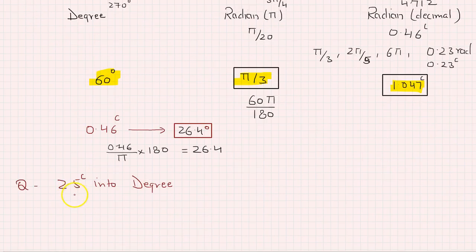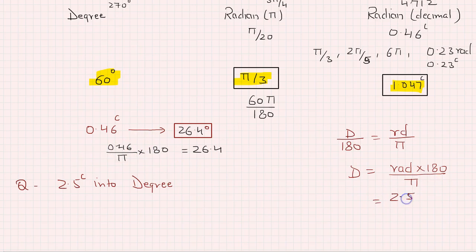I told you the formula earlier, that degrees is 180 and radian is pi. Now for example, we have 2.5 radian, and we have to find it in degree. So degree is radian multiplied by 180 over pi, the same as we have done here. So that is equal to 2.5 into 180 over pi.